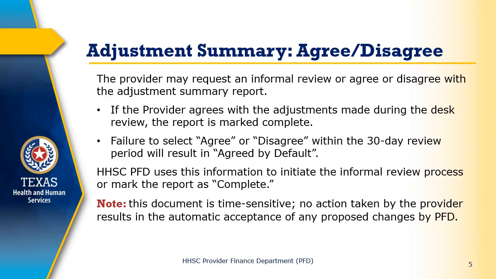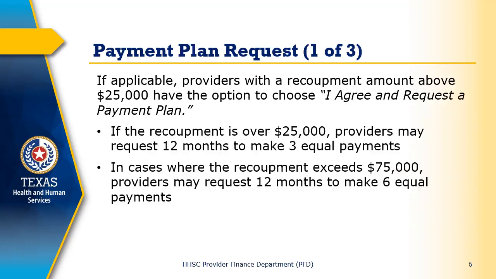If a provider chooses to disagree, they must request an informal review as outlined in TAC Section 355.110. Clear instructions for this process will follow the disagree selection. Late requests will not be accepted, and missing the deadline also restricts the provider from requesting an administrative hearing on exclusions or adjustments. Providers should review the recoupment summary information if they participated in rate enhancement. Selecting agree finalizes the report. If applicable, providers facing a recoupment amount of $25,000 or higher have the option to select I agree and request a payment plan in Section 17.